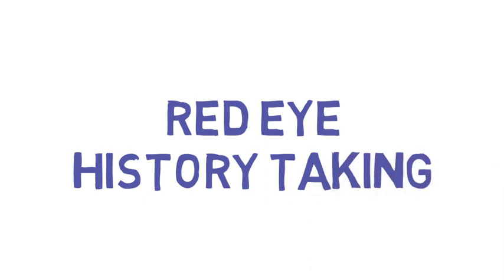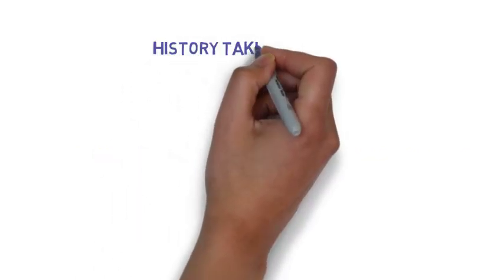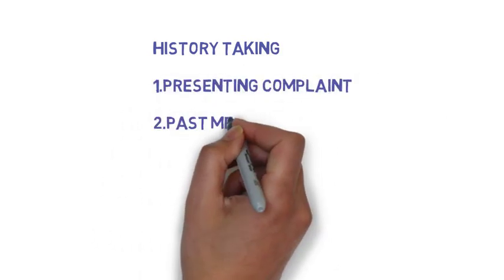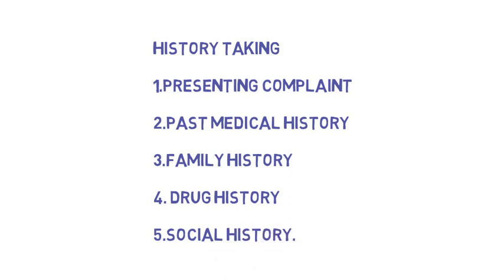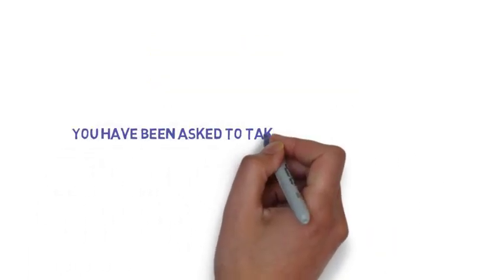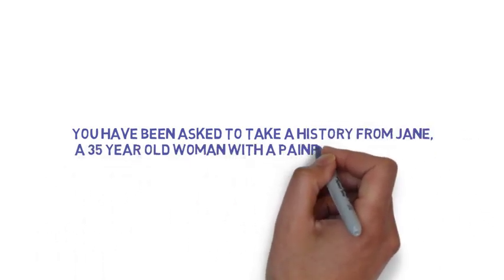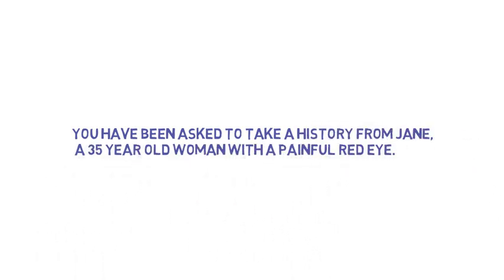This is a common scenario to come across in ophthalmology OSCEs, and like any history you should check the presenting complaint, past medical history, family history, drug history and social history. In this particular scenario you have been asked to take a history from Jane, a 35-year-old woman with a painful red eye. So first of all, you would wash your hands and introduce yourself.